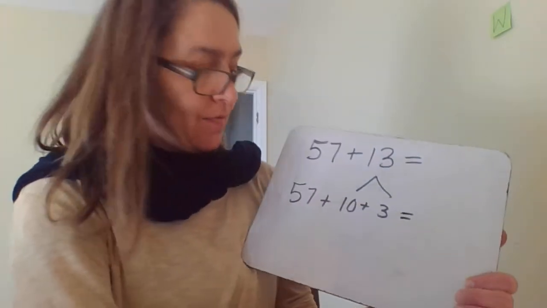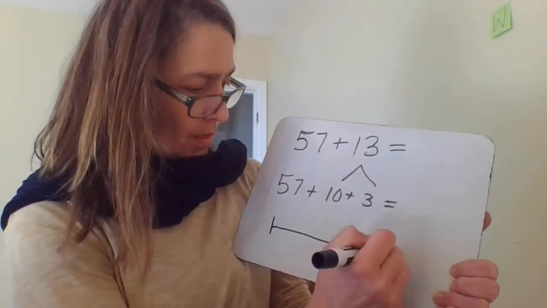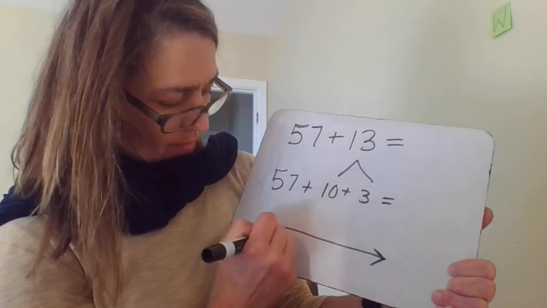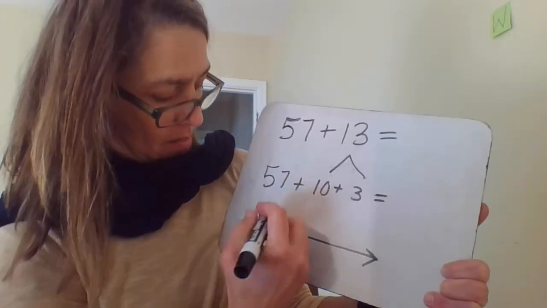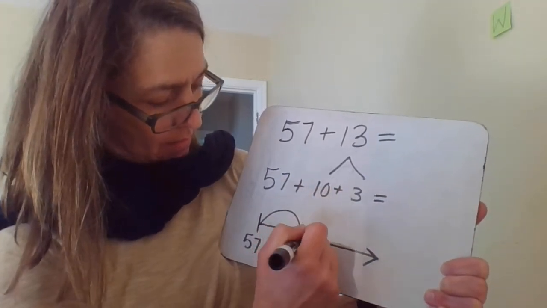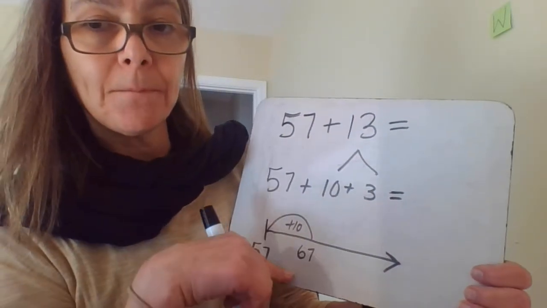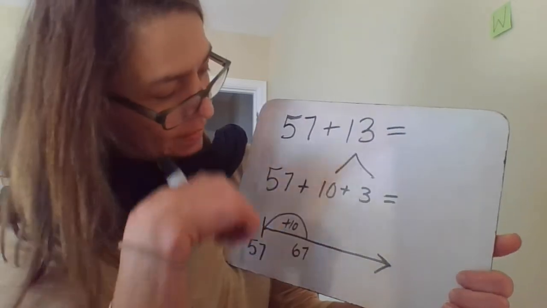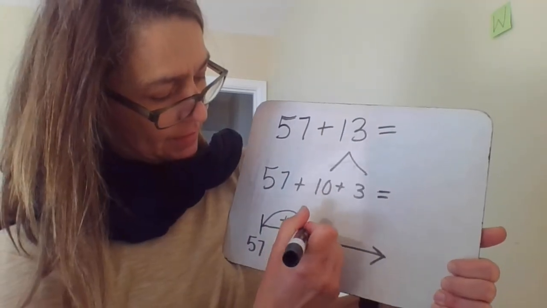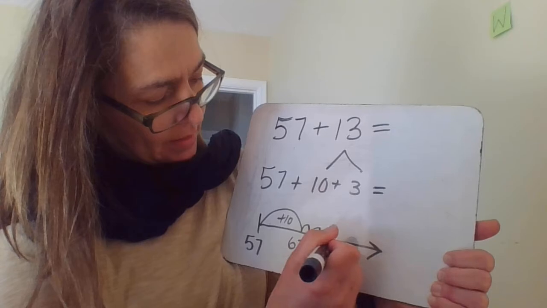Okay, so we have the number line. We'll use the number line, and we'll start at 57. And we'll add 10. And then we'll get 67. And I'm labeling my number line. And then I'm going to add 3 more. So 67, 68, 69, 70. And I end up with 70.